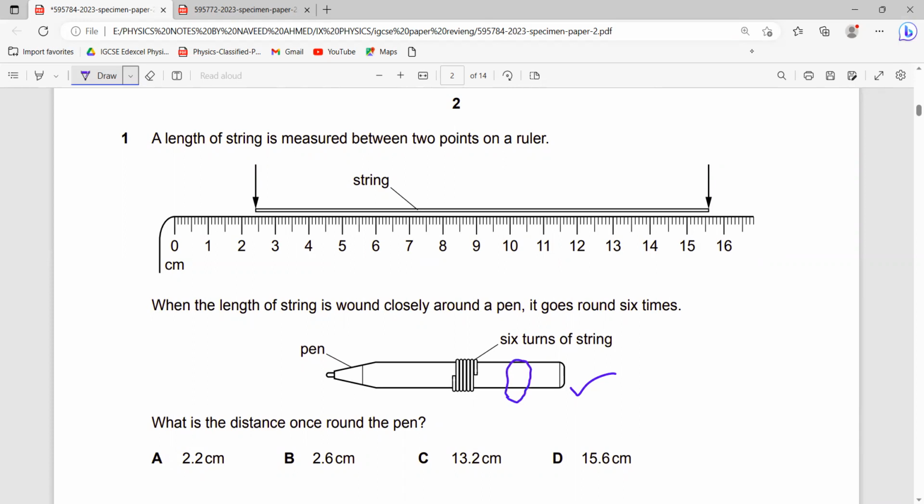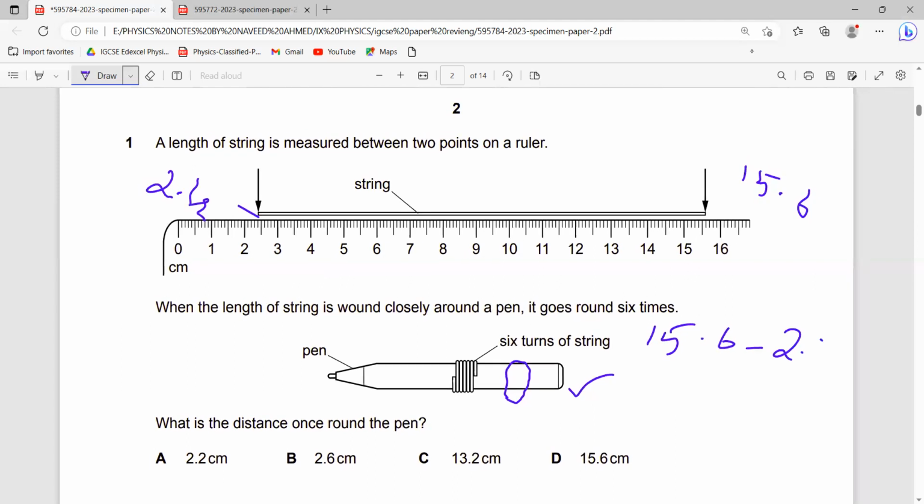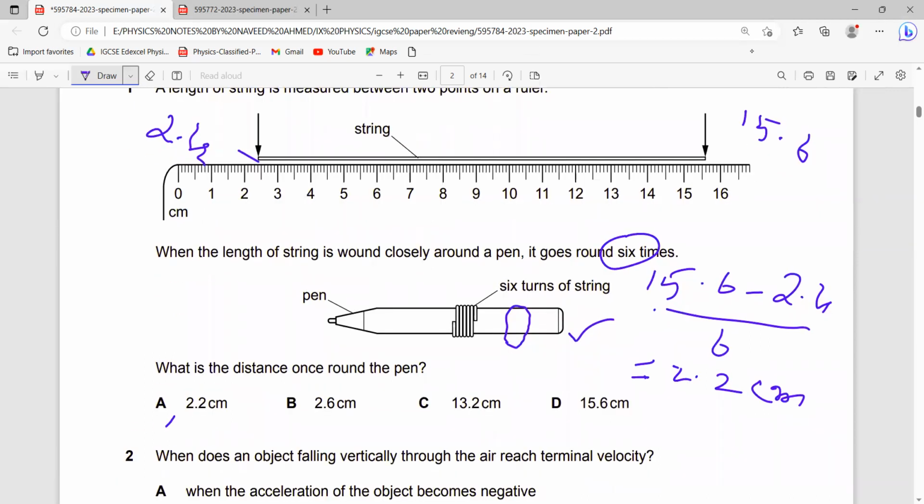For this, we see the initial reading is 2.4 centimeters and the final reading is 15.6. So you have to do 15.6 minus 2.4 and divide by the total number of turns. As you can see, there are 6 turns. When you solve it, you will get about 2.2 centimeters. This is the length of a single turn. So the right option would be A.